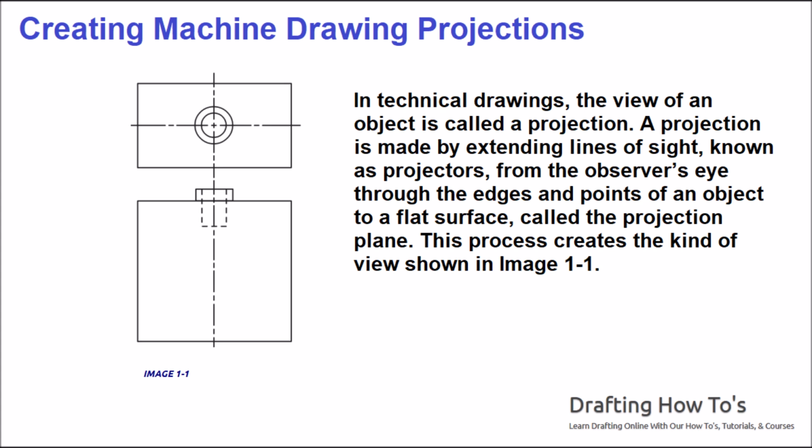In technical drawings, the view of an object is called a projection. A projection is made by extending lines of sight, known as projectors, from the observer's eye, through the edges and points of an object to a flat surface, called the projection plane. This process creates the kind of view shown in image 1 of 1.